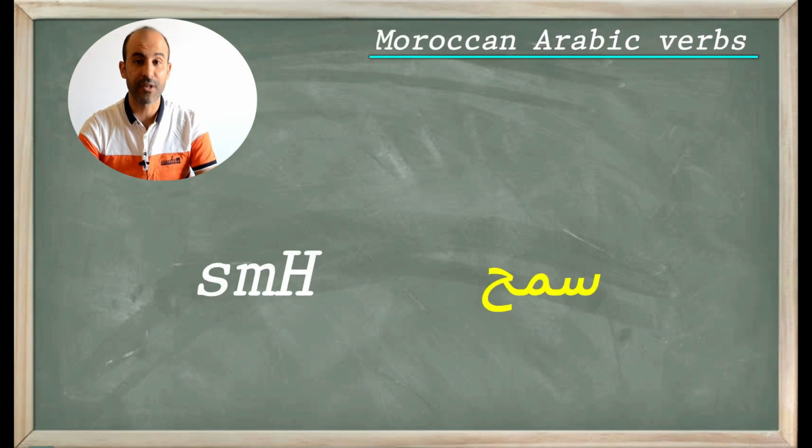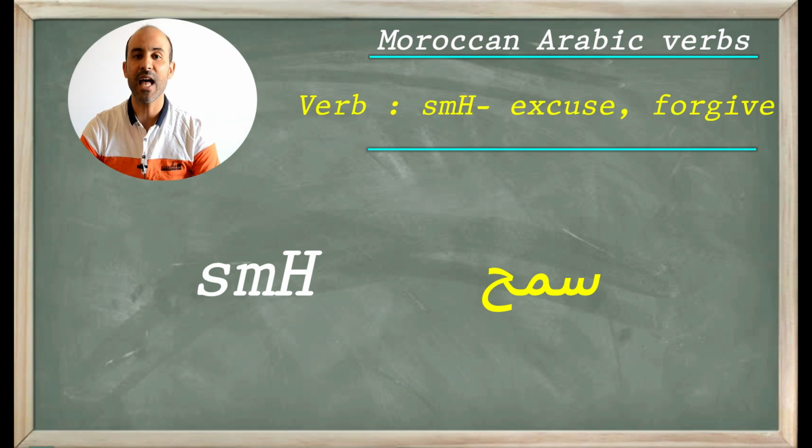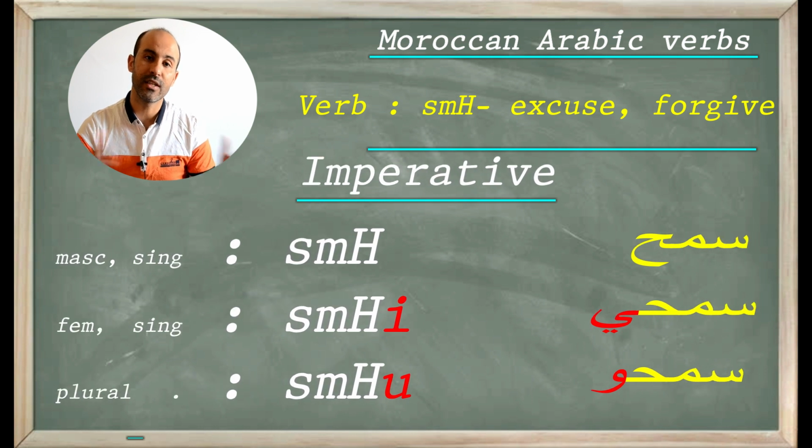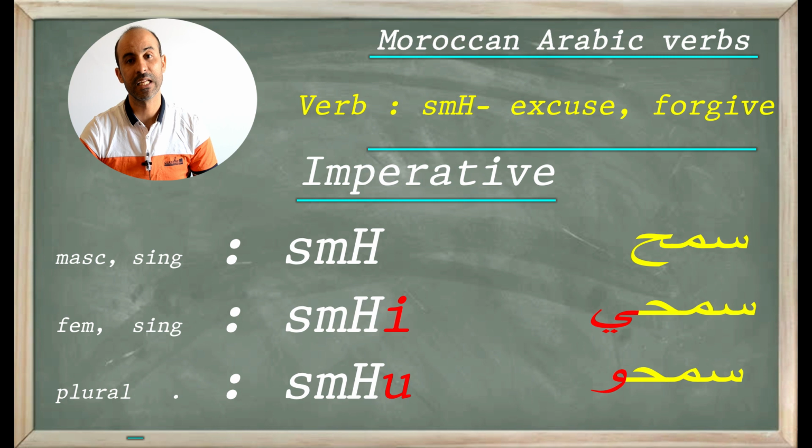The third verb here is سمح. سمح is excuse or forgive. So let's go to the imperative form. If you are talking to a man, you say سمح. If you are talking to a woman, سمحي. And if you are talking to a group of people, it's سمحو.